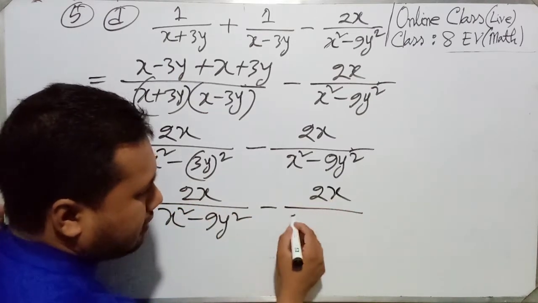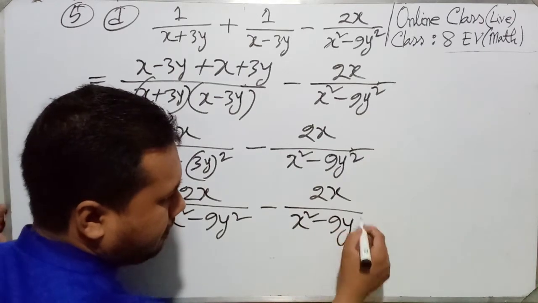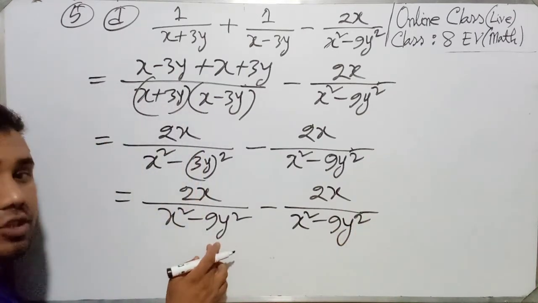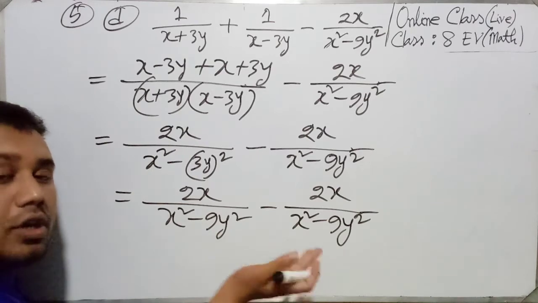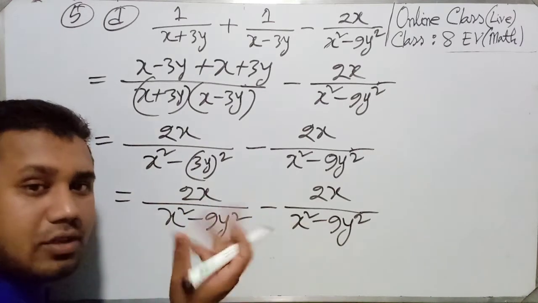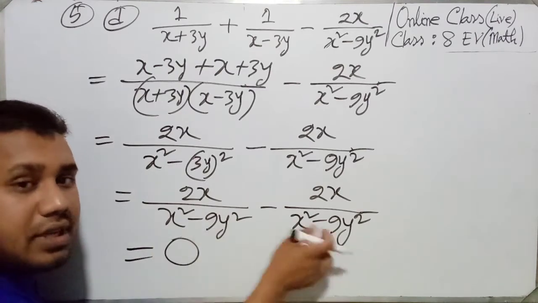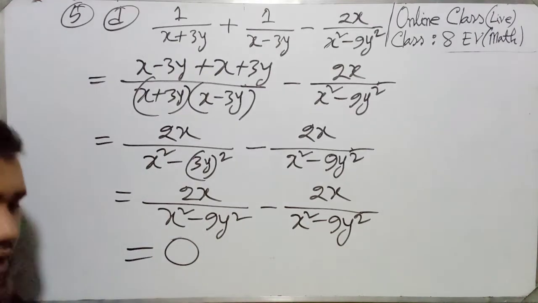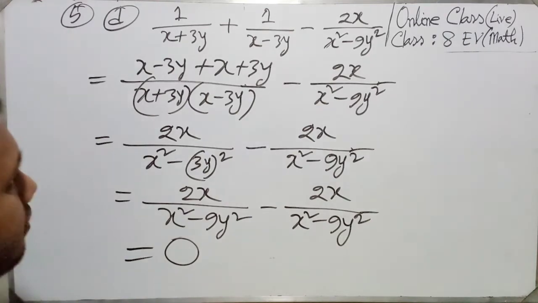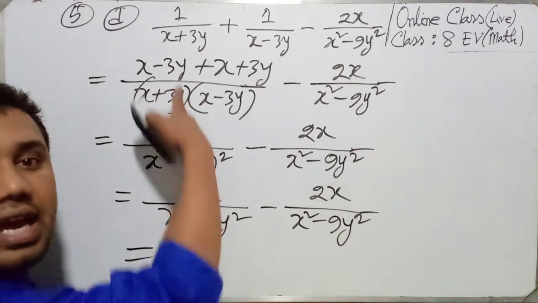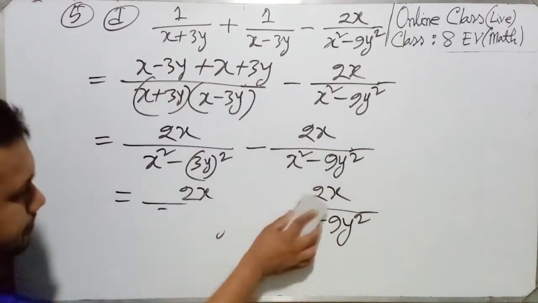Now dear student, this is x square minus 9y square, 2y. And this is 9. Look dear student, this and this both are same. If we subtract 5 minus 5, the answer will be 0. 6 minus 6, 0. So we can say this minus this, same thing, so it will be 0. Clear? Okay dear students, very simple. So we know how to add and subtract.